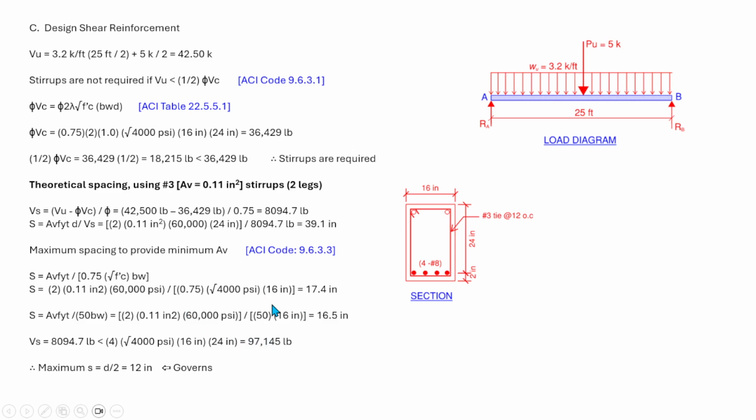Basically, the shear is not critical for this beam. So we will use number 3 stirrups at 12 inches on center. So we have only one spacing here. Actually, 12 inches is the maximum spacing requirement. So this is our section. We have the number 3 tie at 12 inches on center, and we have 4 number 8 bars.